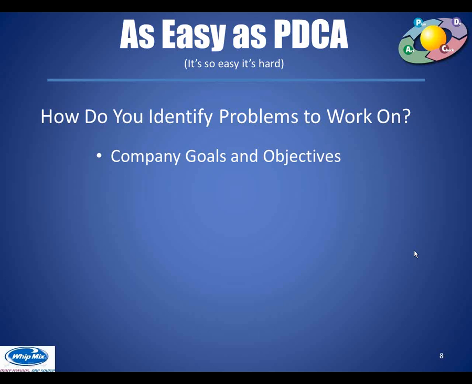And so examples of ideas, or where we get ideas at Whitmix, are from our company goals and objectives. So every year we come up with our company goals, and a lot of the projects here are what we feed into our improvement teams and get them focused on for the year. Other sources of problems are performance metrics.